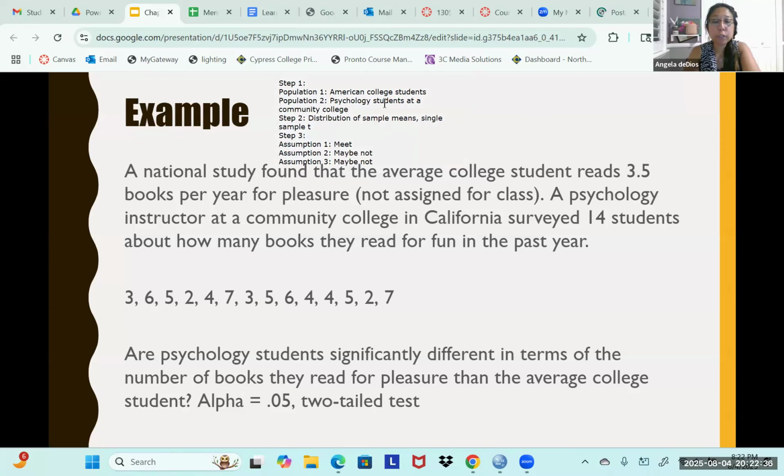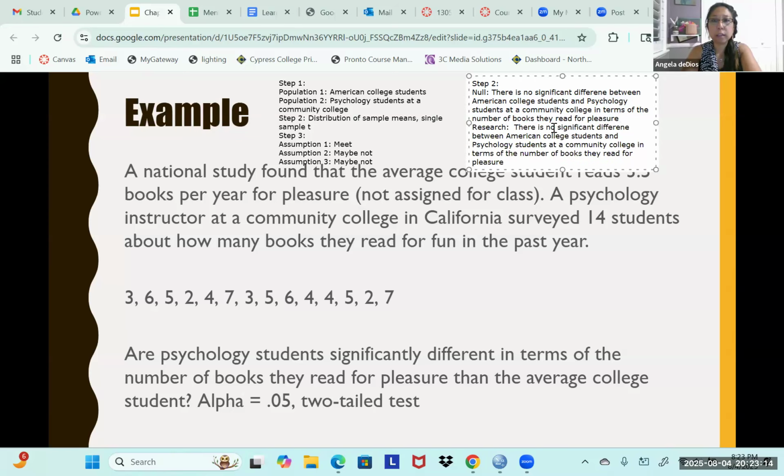Okay, so step 2 is to set up my distribution of sample means. Actually, it is to set up my hypotheses. So my null hypothesis: there is no significant difference between American college students and psychology students at a community college in terms of the number of books they read for pleasure. And my research hypothesis is that there is a significant difference between these two groups.